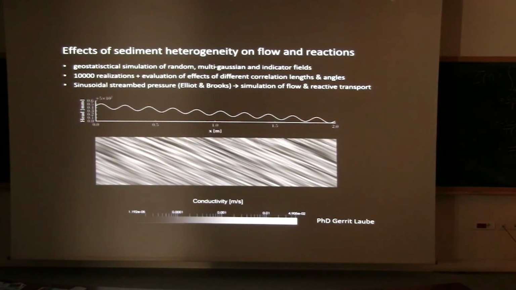What we then wanted to look at was how heterogeneity affects the residence times in the hyporheic zone and the total hyporheic flux, and also the reactions. And for that we did some modeling experiments again, where we geostatistically simulated random fields, multi-Gaussian and indicator fields, and looked at about 10,000 realizations to evaluate the effects of different correlation lengths and angles of the depositions here. And for the forcing, we used an analytical solution by Elliott and Brooks that gives us the sinusoidal pressure variation that then drives the flow through those sediments.